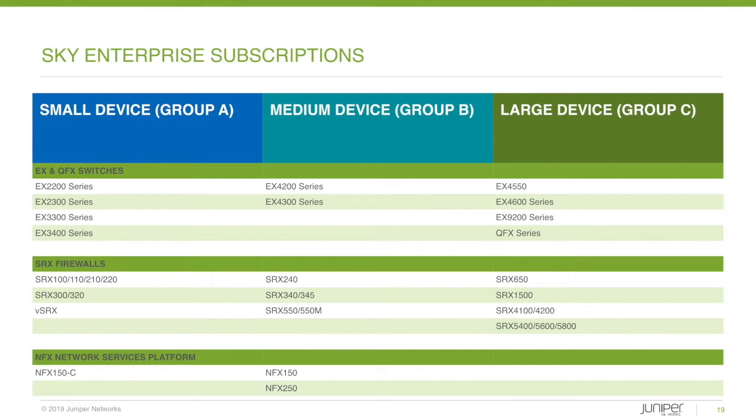Same thing on the SRX side. Maybe you had some legacy SRX 210s. You're going to put those in Sky Enterprise and then replace that with an SRX 300. In the near term, that license can just convert over, for one Group A device. You just need one Group A license. vSRX is also Group A, and then NFX is down at the bottom, so 150 and 250 there.